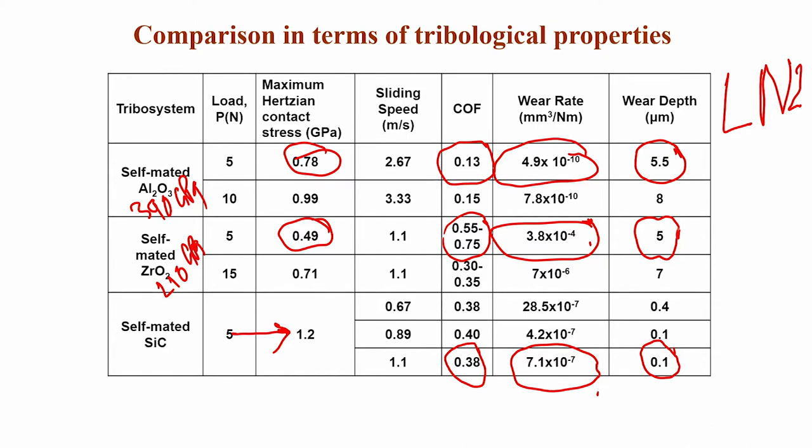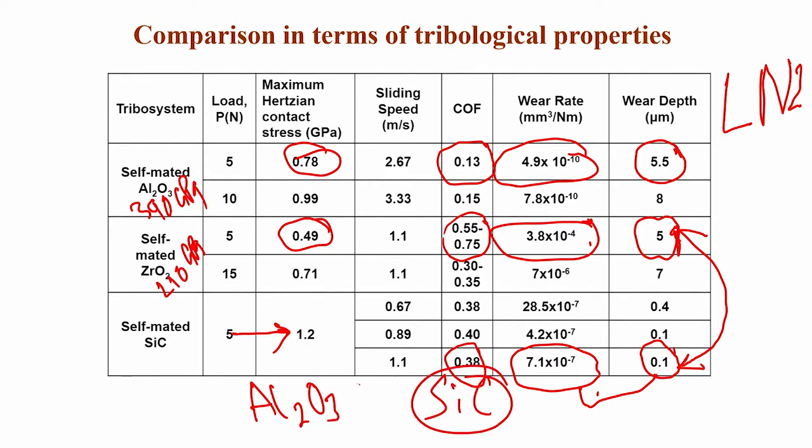So, I wanted to compare these two values, 5 versus 0.1, an order of magnitude difference in the wear depth. Therefore, if you compare these two, in terms of wear depth of 0.1 micron, it looks like silicon carbide is not a bad choice either. So, although alumina is a good choice, silicon carbide is equally the second choice. Number one choice is alumina, number two choice is silicon carbide.